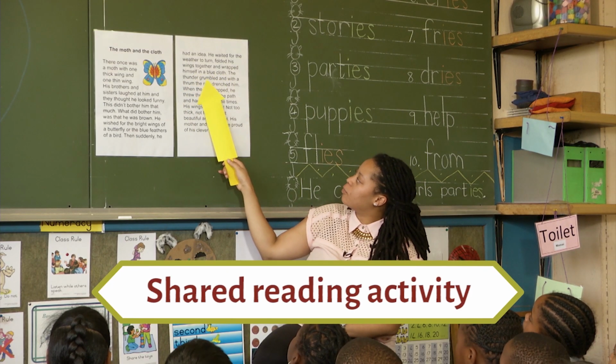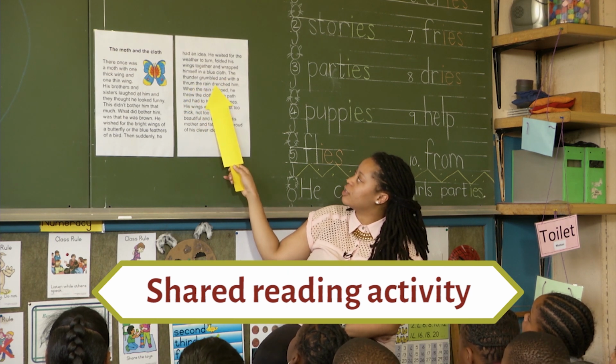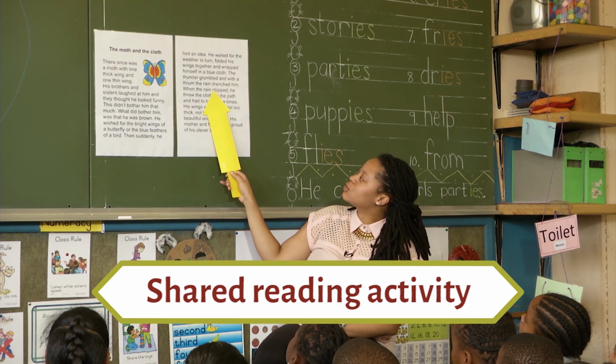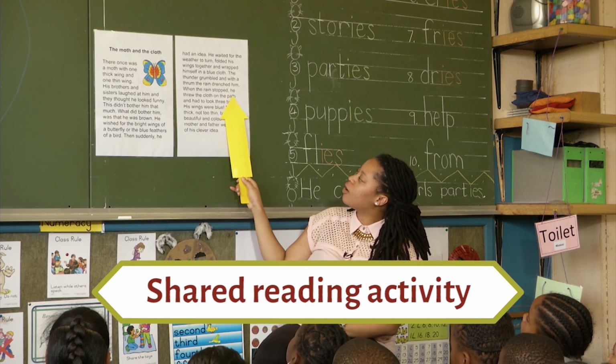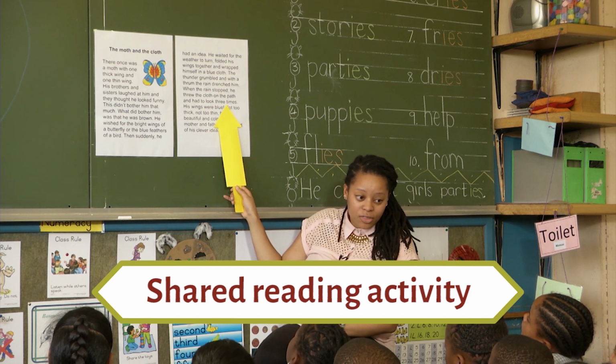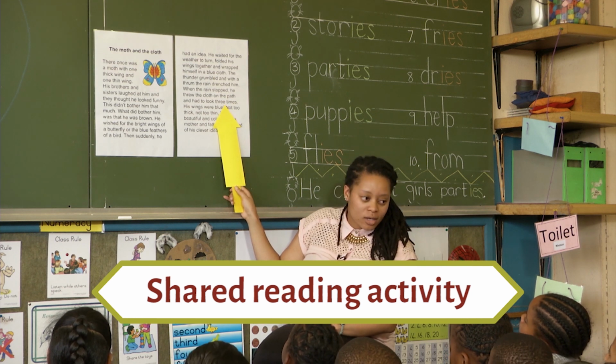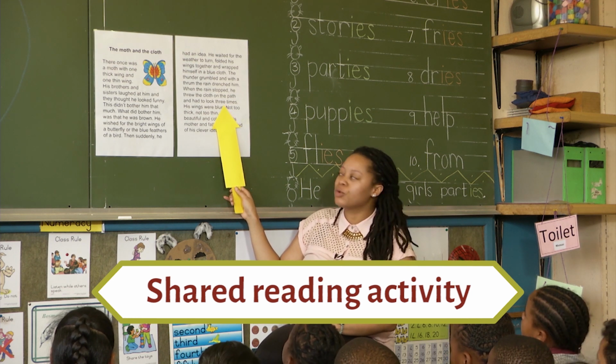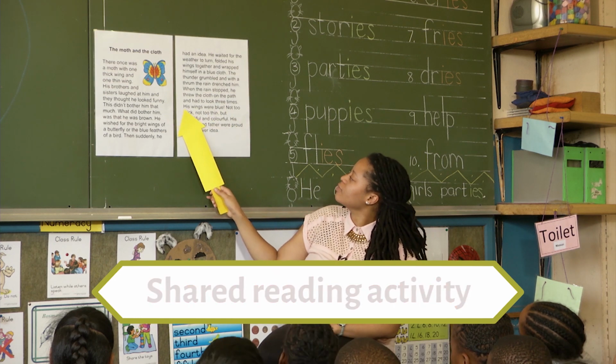The thunder grumbled, and with a thrum, the rain drenched him. When the rain stopped, he threw the cloth on the path, and he had to look 3 times. He looked 3 times. 1, 2, 3.